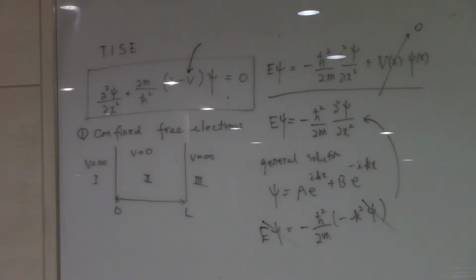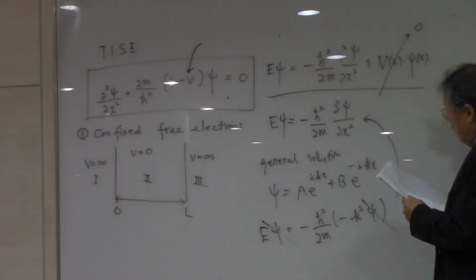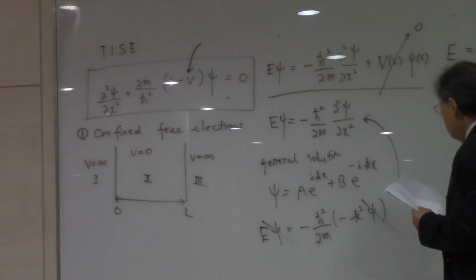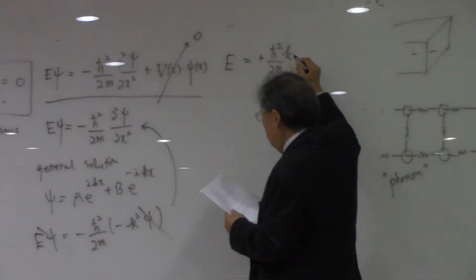The psi on both sides can be eliminated. And then the energy is minus h bar square over 2m plus k square.